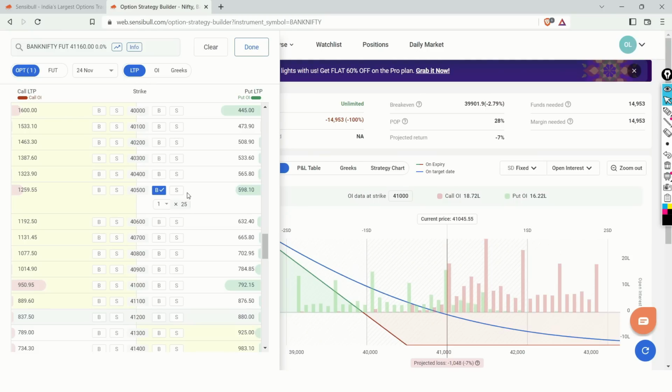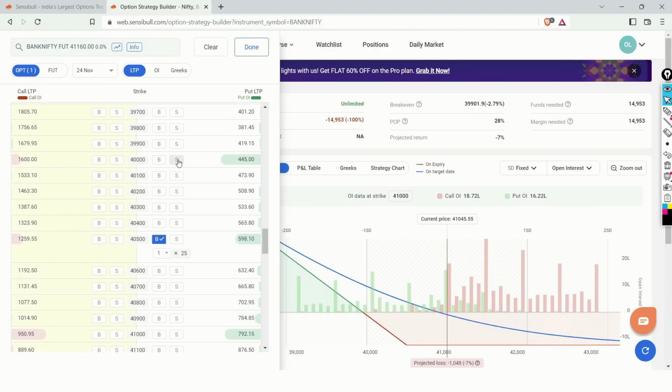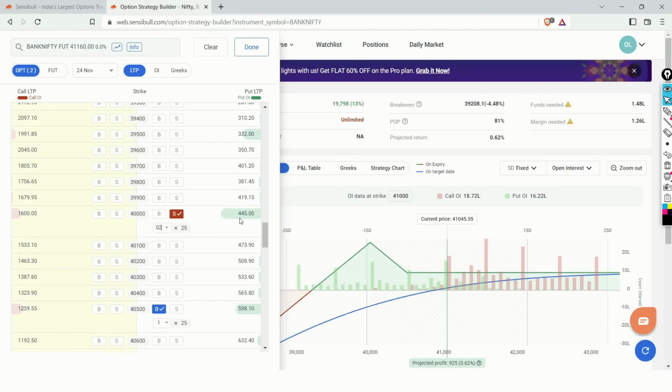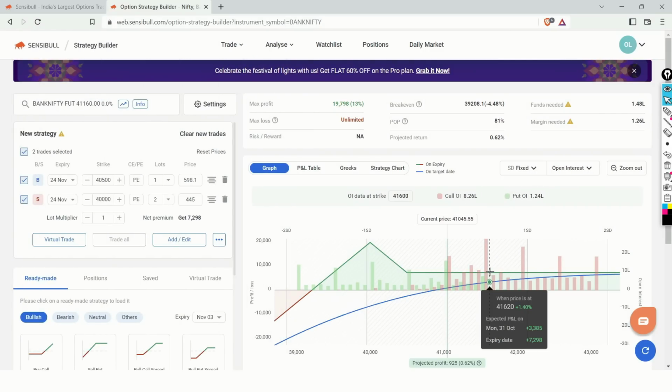Whenever I'm selling two lots of a little farther away put option, I have to make sure that the total credits I get from selling is more than the total debit. So in this case, let's say the debit is 600 into 1. If I end up shorting two lots, I will be shorting 445 into 2. So here we have 600 into 1 and 445 into 2, which means our total credits which we receive from selling is more than the total debit. By this, we end up creating a fantastic ratio spread.